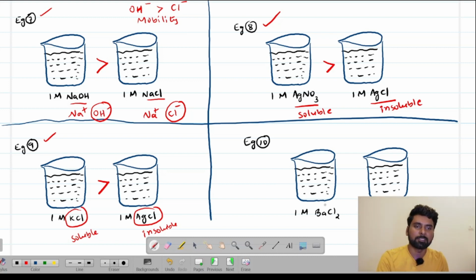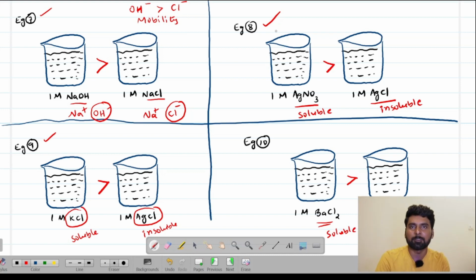Now the last example, barium chloride, barium sulfate. I hope some of you already know that barium chloride is soluble in water. Barium sulfate is insoluble in water. So based on this, I can tell that barium chloride has more conductance than barium sulfate. So this is about factors.